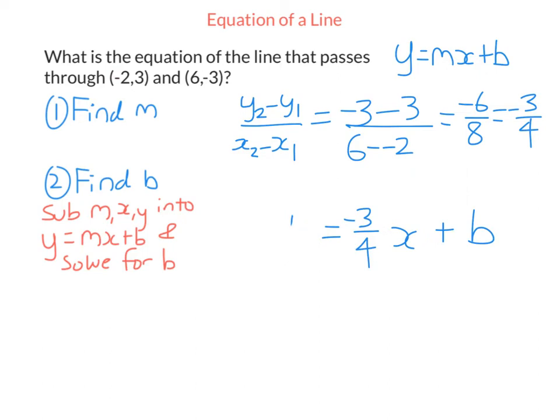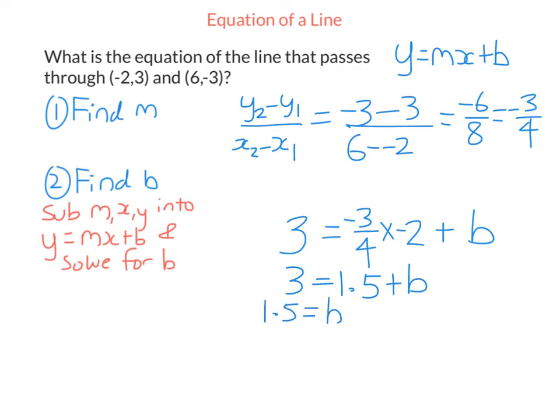So I'm going to rub out y and replace it with 3, and I'm going to rub out x and replace it with -2. So now what I will have is an equation, and I just solve this for b. So -3/4 times -2 gives us 6/4, or 1.5. So 3 equals 1.5 plus b, minus 1.5 from both sides. You get b equals 1.5. So remember, b is the y-intercept. So this line would have a gradient of -3/4 and a y-intercept of 1.5.